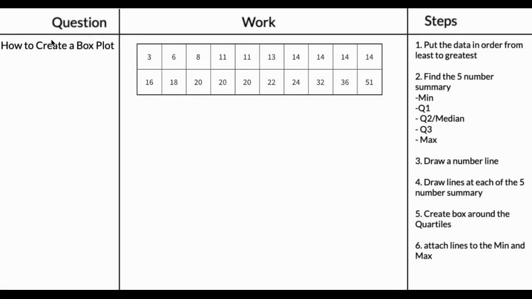Just wanted to go over how to create a box plot with a set of data here. We hopefully have seen some videos on how this is done already, but I just wanted to give one final example here to make sure that it's really sunk in and give you all the exact steps on how to do this. So the first thing is that we need our set of data, which we have here.